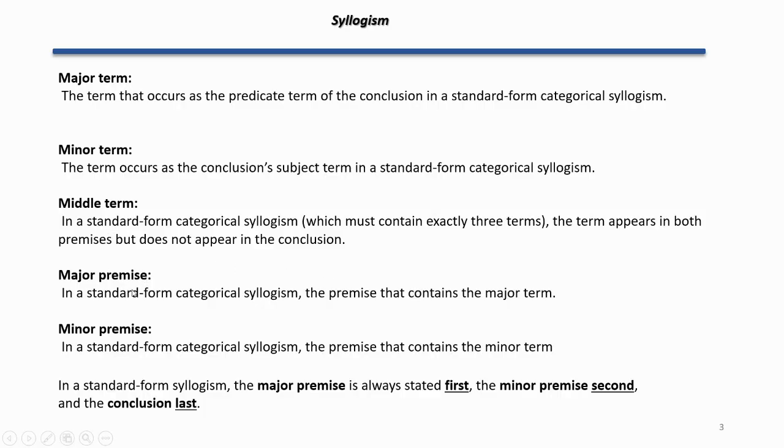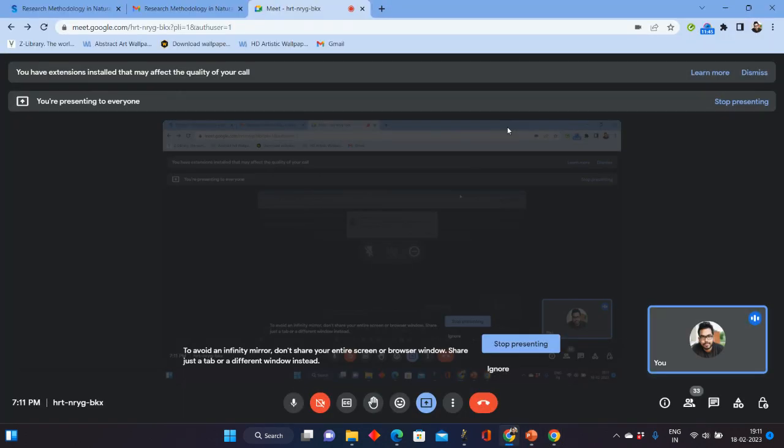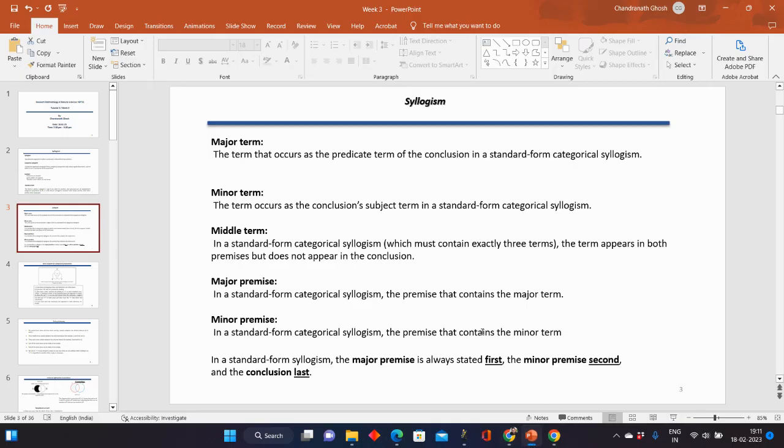The main thing is the major premise. In a standard form categorical syllogism, it is the premise that contains the major term, which you understood, and the minor premise is just the opposite: the premise that contains the minor term. This is very important. In a standard form of syllogism, the major premise is always stated first, the minor premise second, and the conclusion comes last. These are the rule book, or how these things are described. The major premise will come first, then the minor, and then it will conclude. So the conclusion will always come at the last.